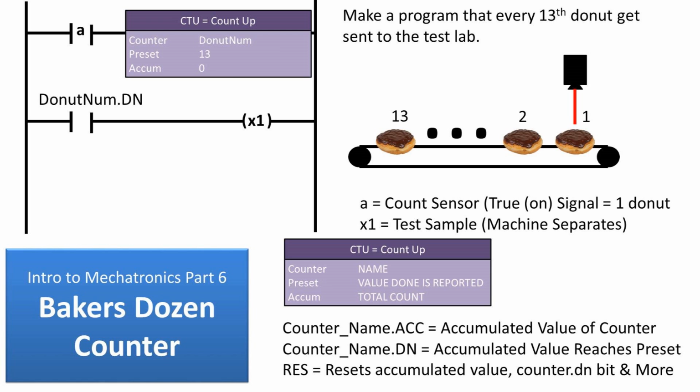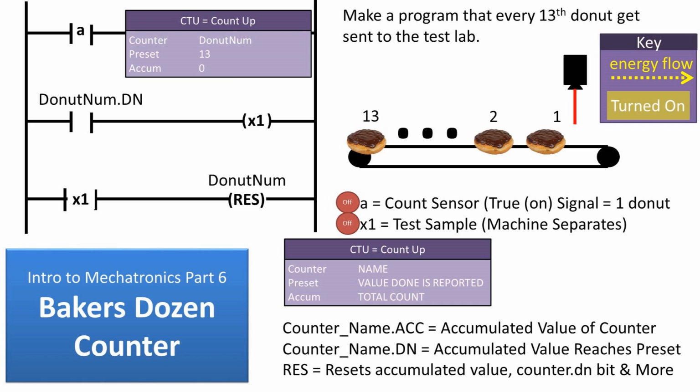On the next rung, I put a normally open contact that is tied to the donut num counter being done by using a donut num.done. This then goes to the test sample energizer, which turns on the machinery to separate and send the donut to the test lab. Then on the final rung, when the true or on signal is sent to the machine, it also sends a signal to the third rung, which resets the counter value to 0 so that the whole process can repeat.